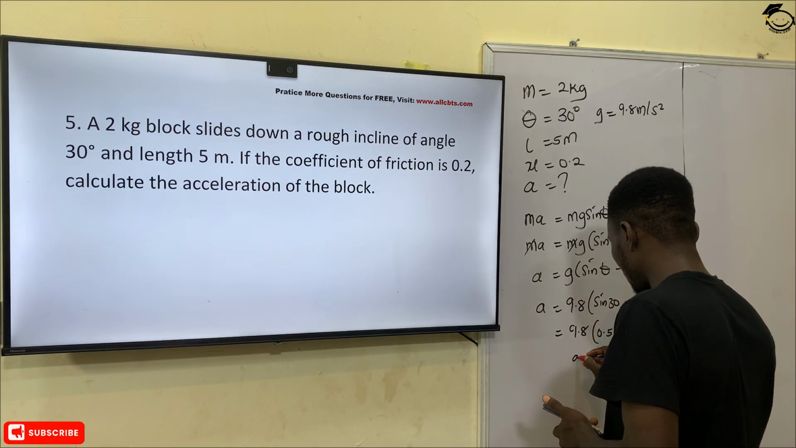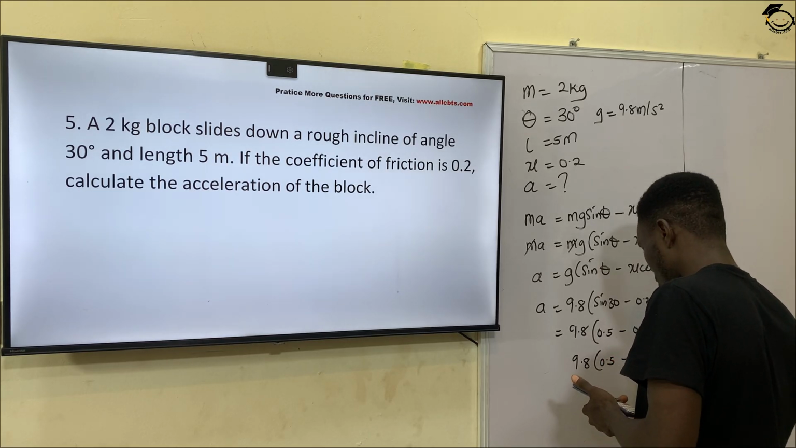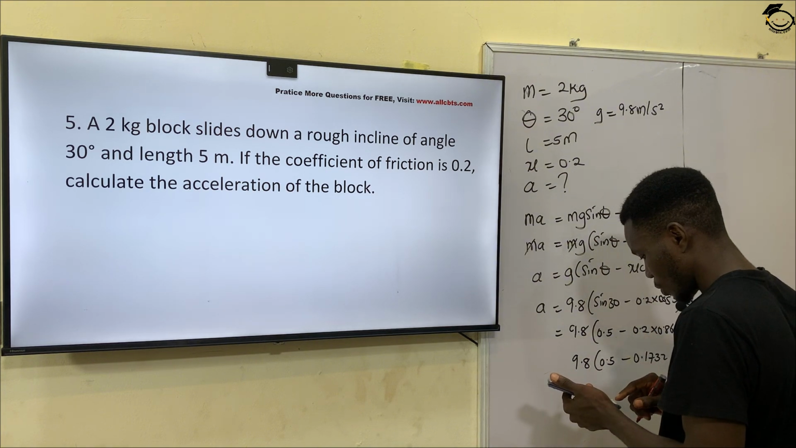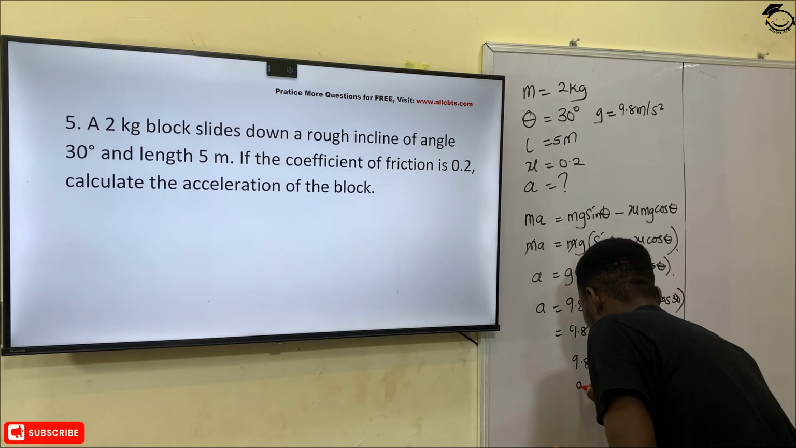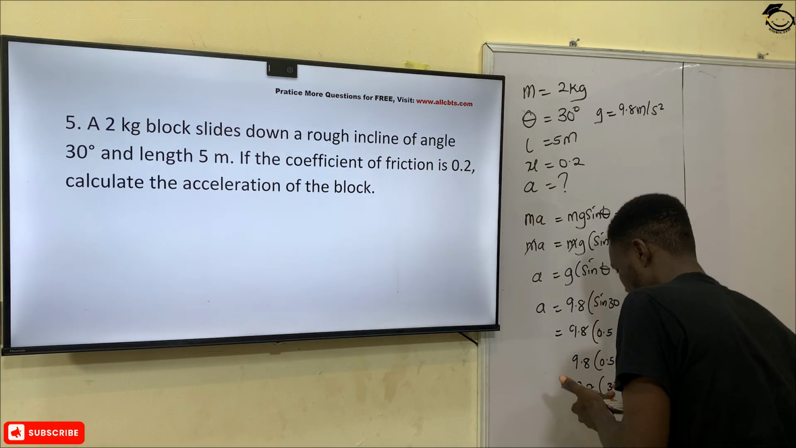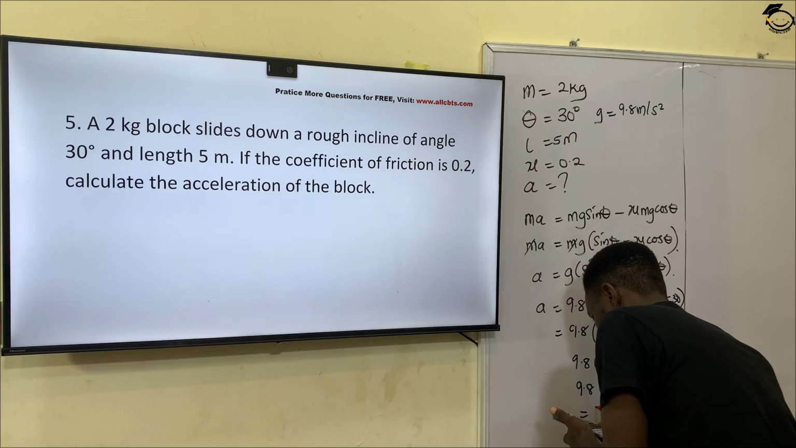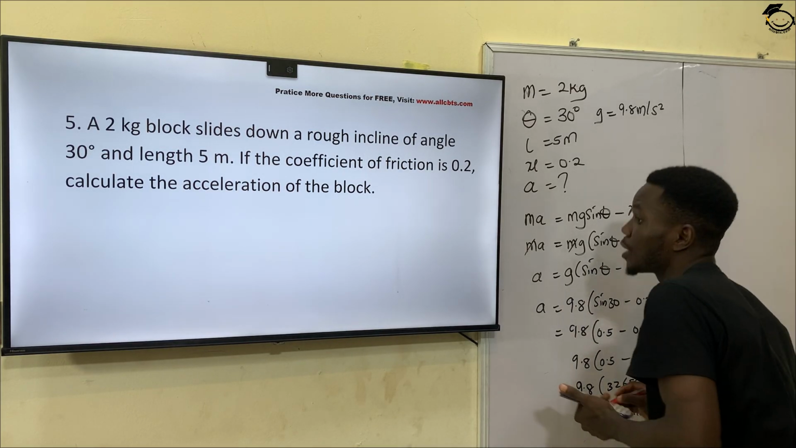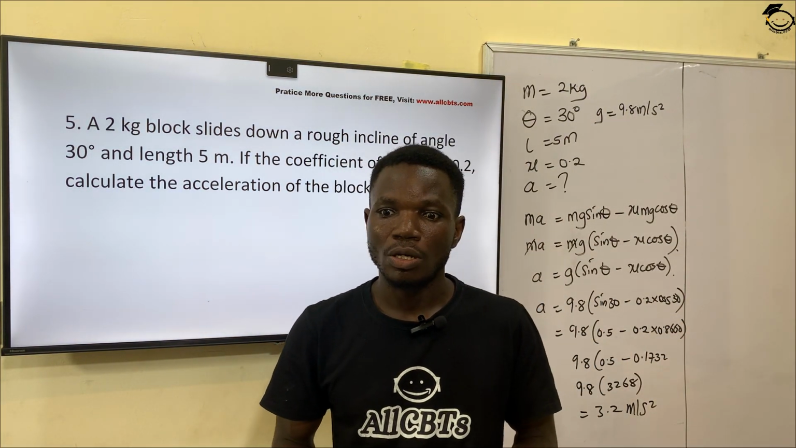So that will give me 9.8 in bracket 0.5 minus 0.1732. So that will give me 9.8 in bracket 0.3268. So if I multiply this, that will give me 3.2 meter per second square. It means that the acceleration of this body is 3.2 meter per second square.